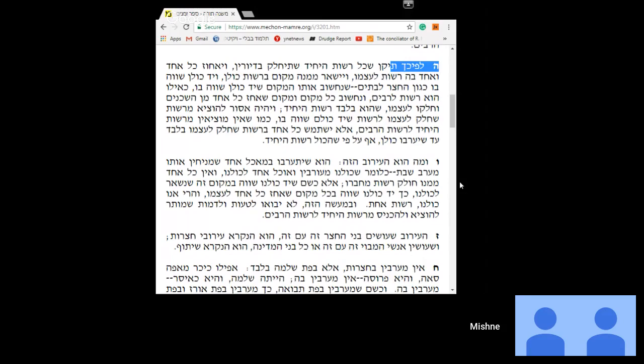ונחשוב כל מקום ומקום שאחז כל אחד מן השכנים וחלקו לעצמו, שהוא בלבד רשות היחיד. And it'll be considered that the little privately owned residencies within this large private domain are only themselves considered private domain, while the jointly owned part is considered like a public domain.